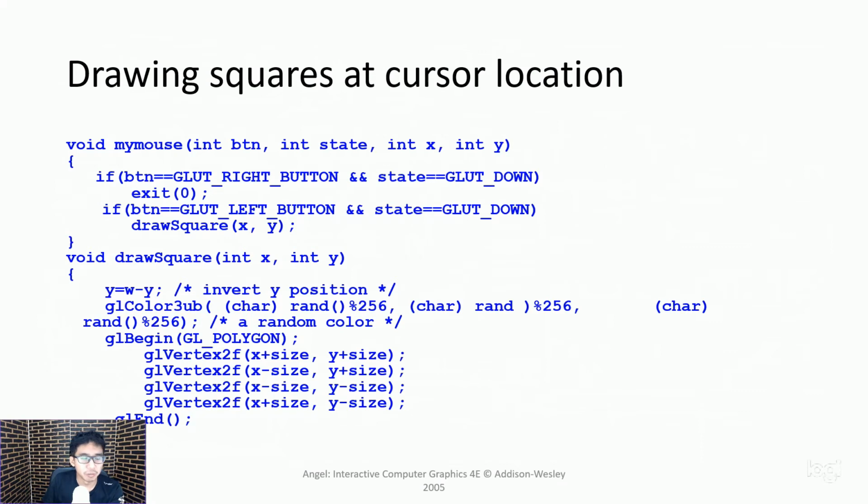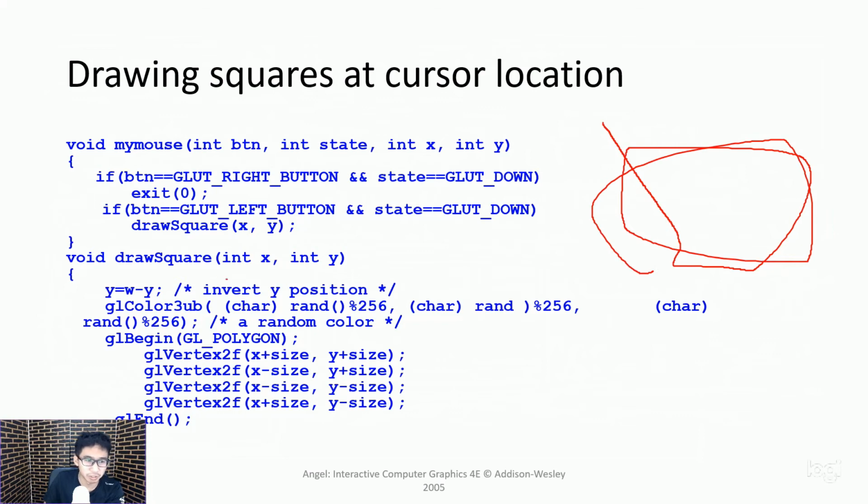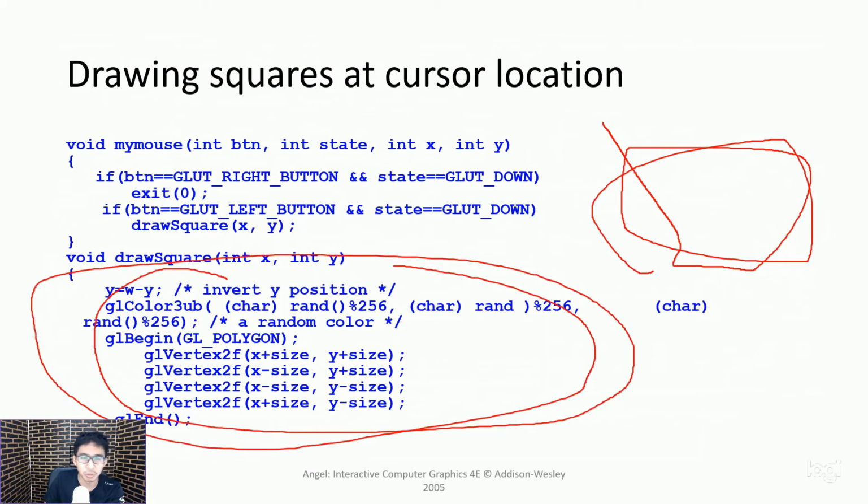For example, we have an example function here. If you press the left button and the state is GLUT down, meaning we press it down, we can draw a square. So this is where you draw a square, but you must press it down. You press, and then you can draw the square. This is the function to draw the square. You can test it in your OpenGL program.